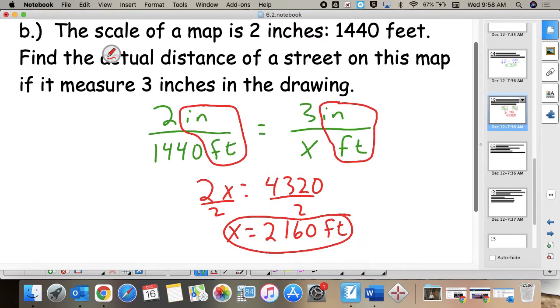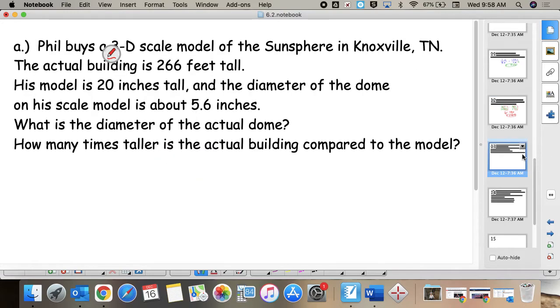Now our last 2 examples are going to be very similar to the opener that we did. In the first one, it says Phil buys a 3D scale model of his sun sphere. It says the actual building is 266 feet tall. His model is 20 inches tall. The diameter of the dome in his scale model is 5.6 inches. What is the diameter of the actual dome? And then how many times taller is the actual building compared to the model?